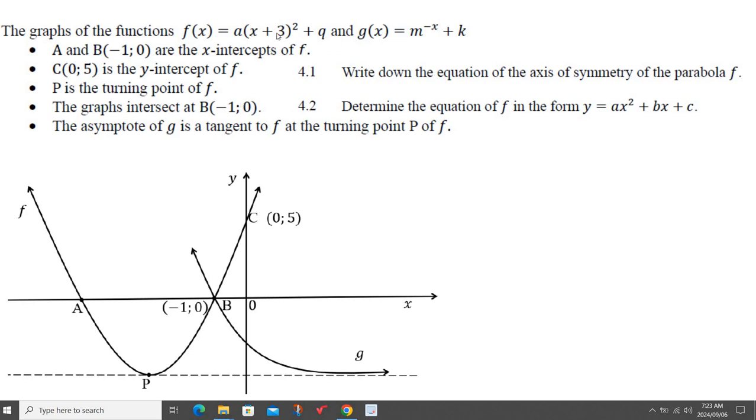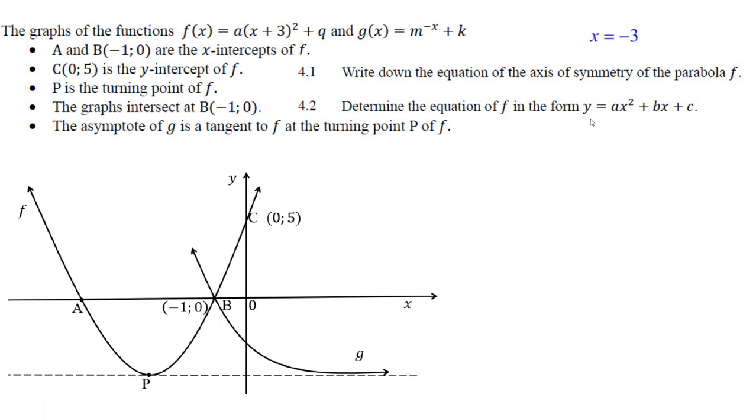Well, when you're in turning point form, x is minus 3. That's it. It's minus 3 in q. So x equals minus 3 is your answer. You just have to know how to read off the axis of symmetry from the turning point form of a parabola.